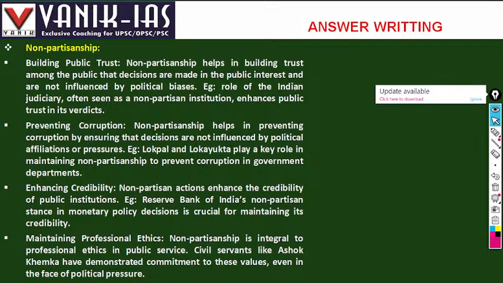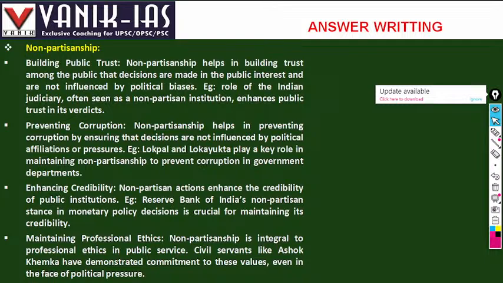Preventing corruption. Non-partisanship helps in preventing corruption by ensuring that decisions are not influenced by political affiliations or pressure. Lokpal and Lokayukta play a key role in maintaining non-partisanship to prevent corruption in government departments.